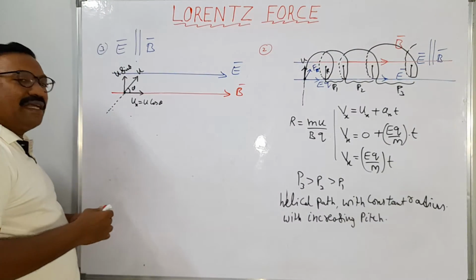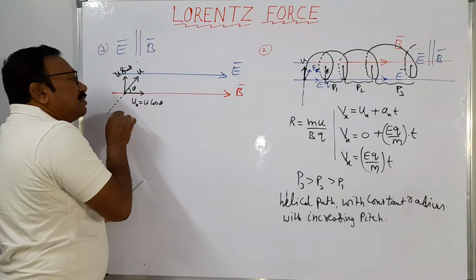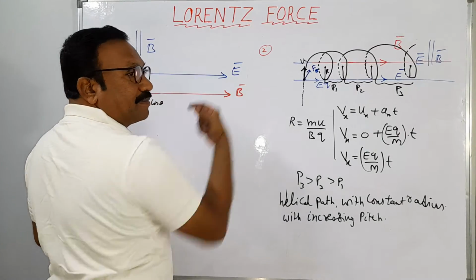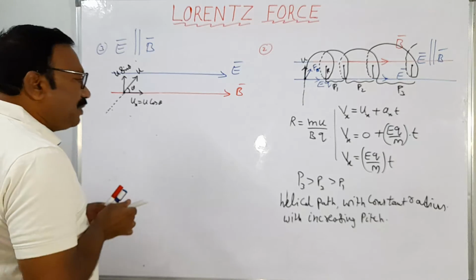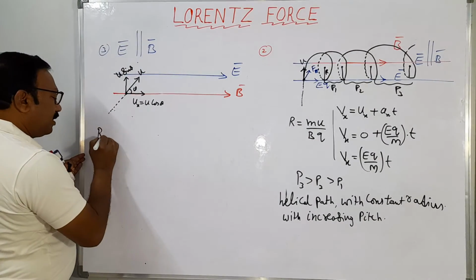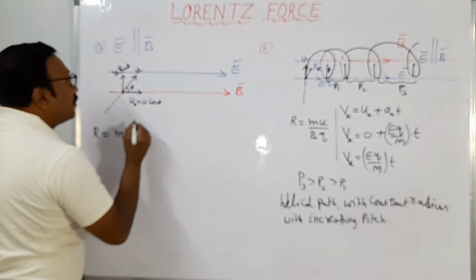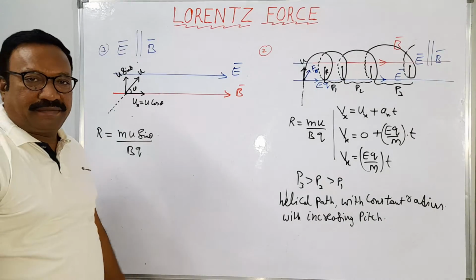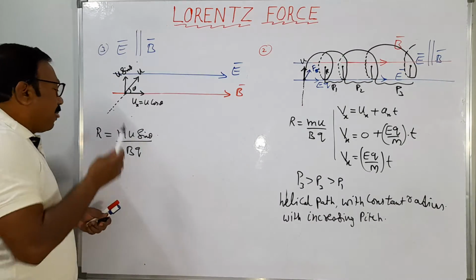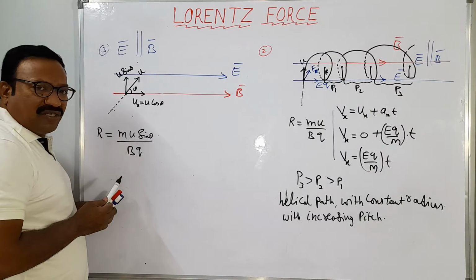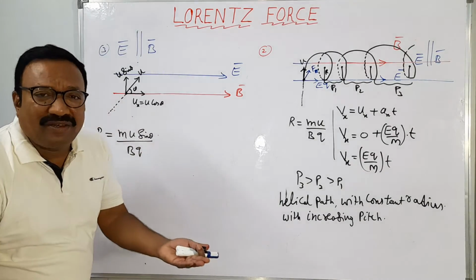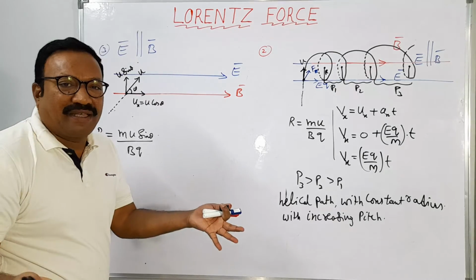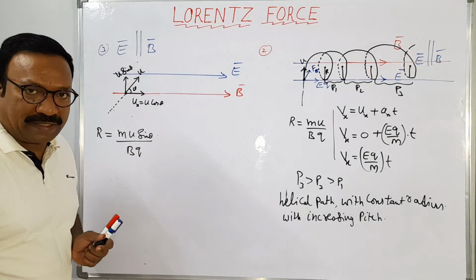So again it moves in a helical path, because this component which is perpendicular to the magnetic field tries to move in a circular motion like this with constant radius. What will be that radius? Same formula only. R is equal to m u sin theta divided by bq, with constant radius. Why? Mass is not changing, q is not changing, B is not changing, and the magnitude of u sin theta is not changing, because a magnetic field cannot change the magnitude. It can only change the direction. So therefore the radius will remain constant.